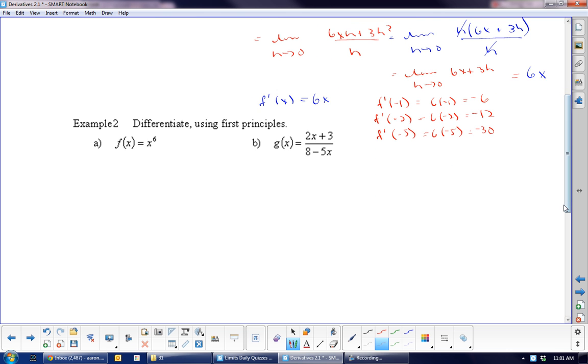We're actually not going to do any of the example 2 questions, so we can keep working down here. f prime of 1 equals 6. f prime of 2 would equal 12. Oops, I guess I'll write that in there. 6 times 2 is 12. And f prime of 5 equals 6 times 5 equals 30.